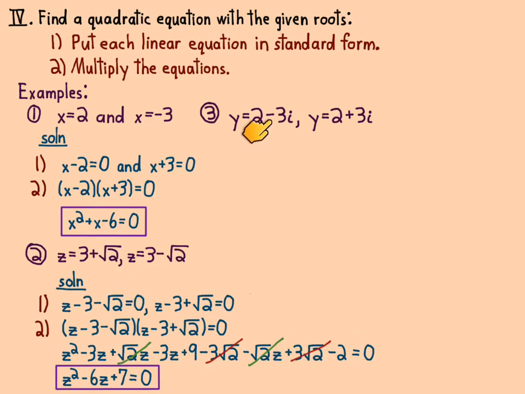If I make these complex conjugates, then the final answer, when I multiply it out, won't have any i's in it. If this was something else, like say this was 1 plus square root of 3, my final equation would have i's in it.